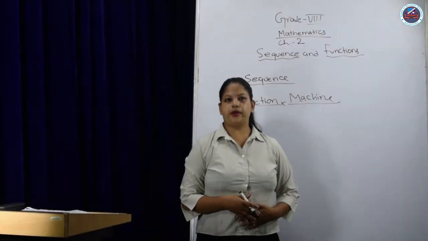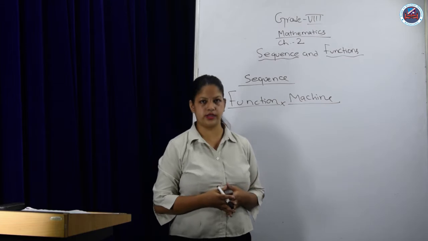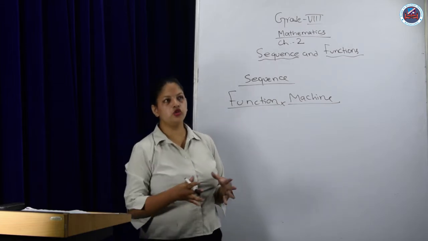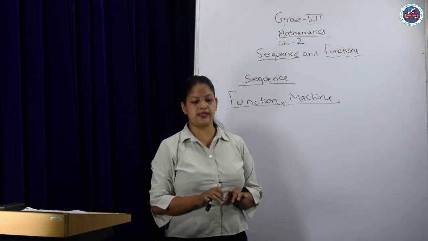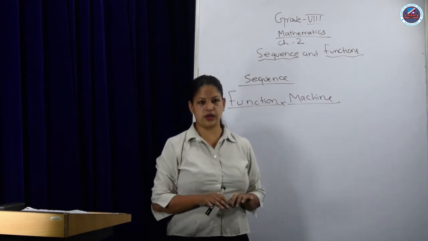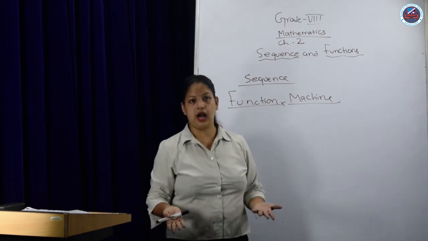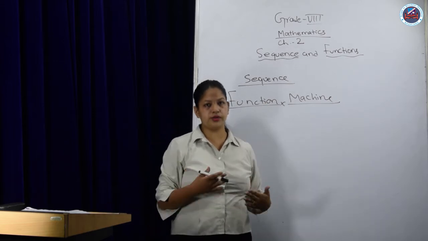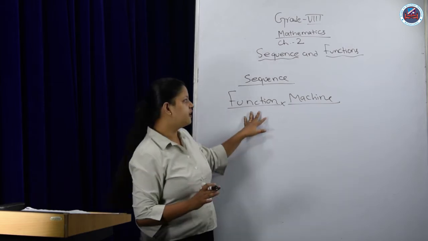So our last topic for this chapter is the function machine. How does a function machine work? Think about a computer: we type something and the result appears on the monitor. Whatever we give is the input, and whatever comes out on the monitor or printer is the output. There is a relation between them, even for other machines. How they work, we call a function machine.